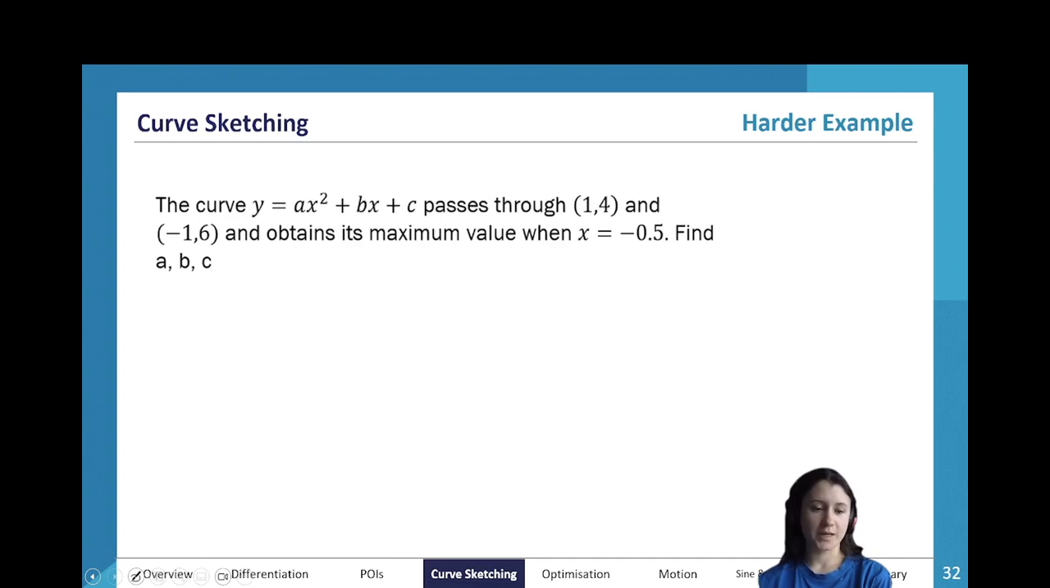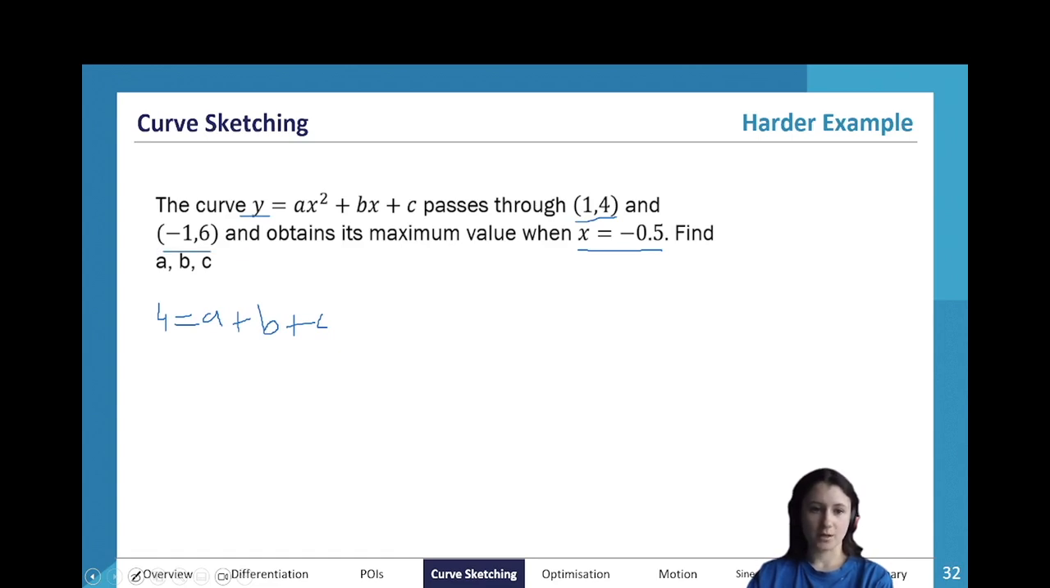So what we need to do here is use these 2 points to find any unknowns in the curve, and then we'll use that to incorporate the derivative there. So we are going to sub in our 2 values. We're going to have 4 equals a times 1 squared plus b times 1 plus c. So we're just subbing in that first coordinate into our curve.